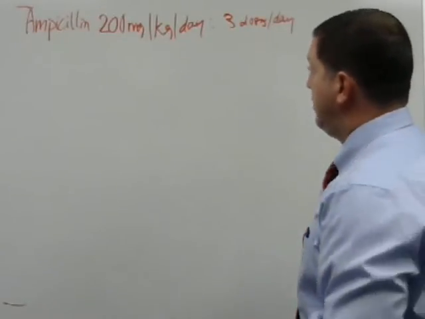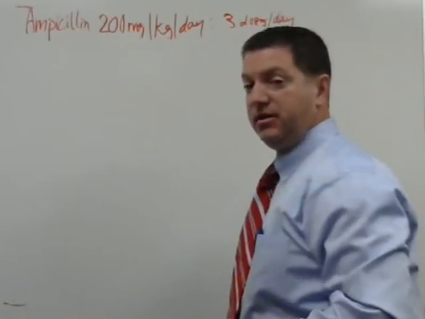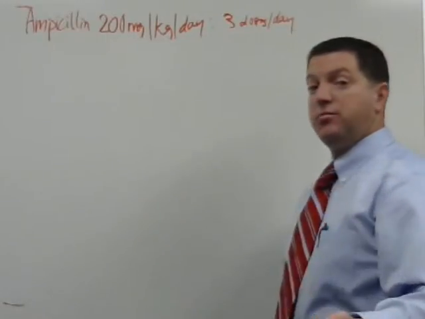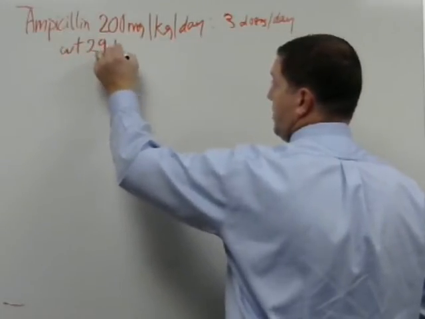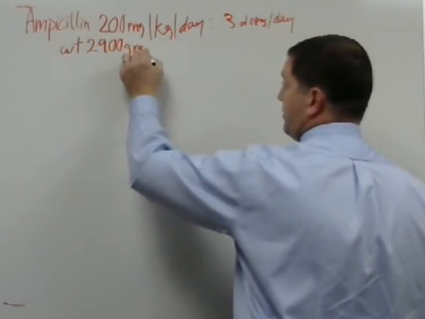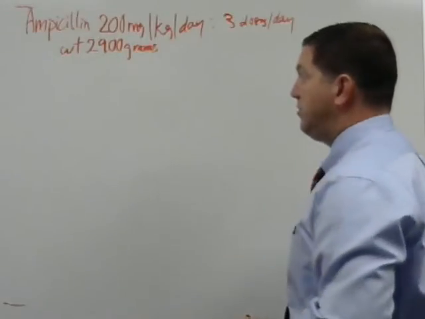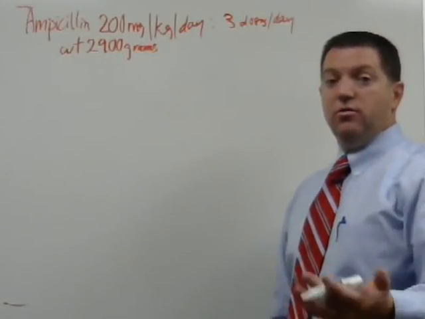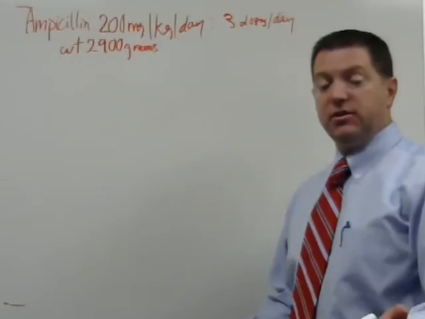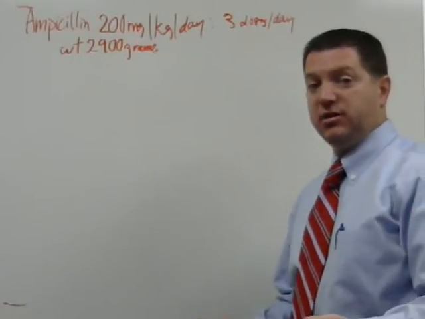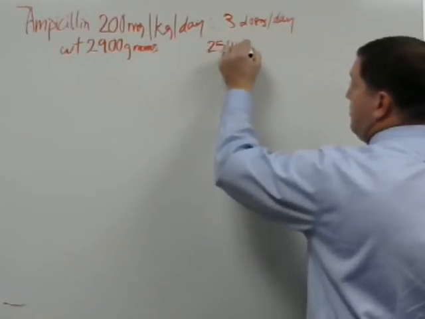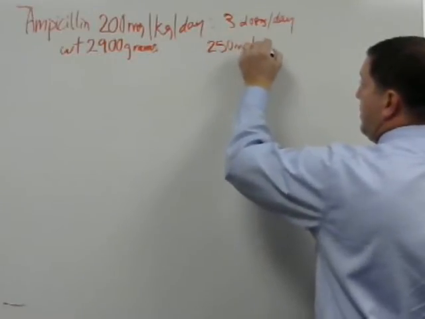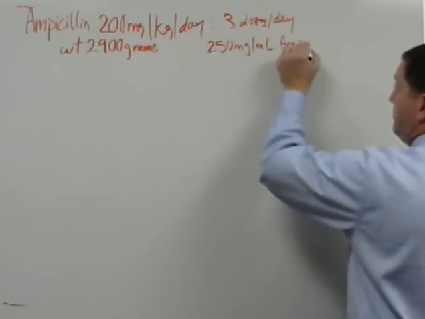Since we have a kilogram in this equation already, we need to know the patient's weight. The patient's weight is 2,900 grams. We also need to know how the facility is going to provide this ampicillin to us. The facility is going to give you 200 milligrams per ml ampicillin.